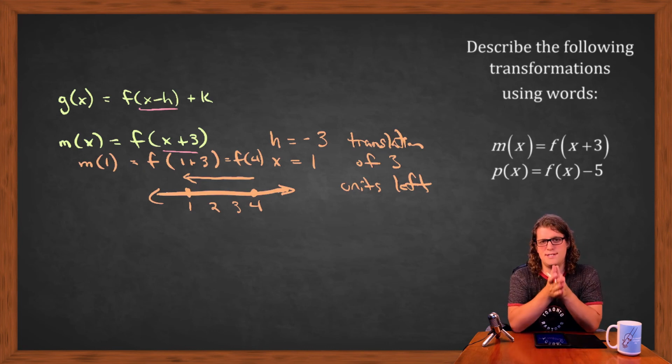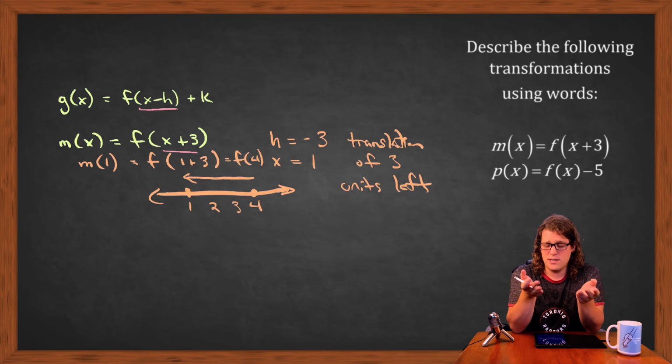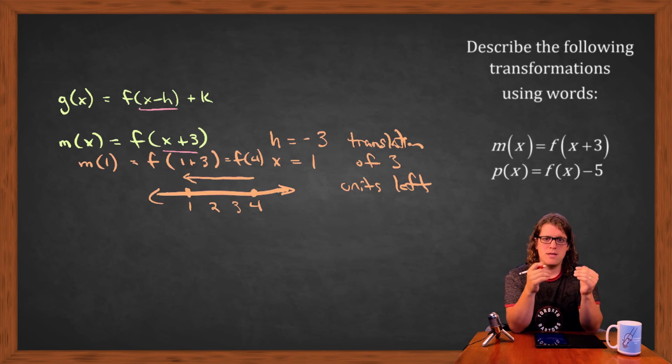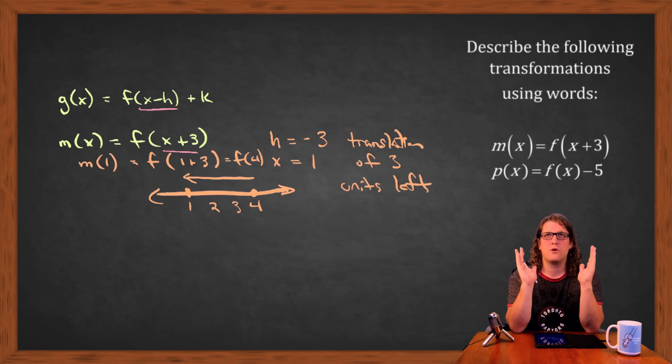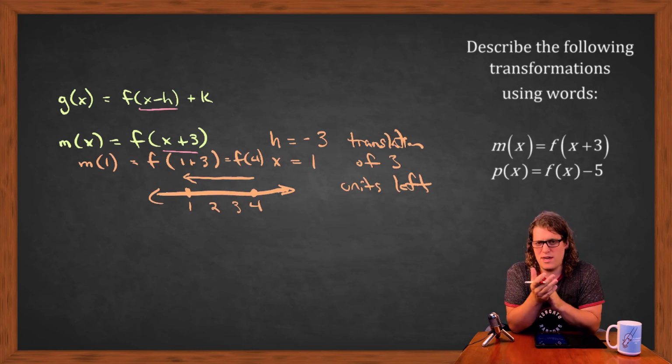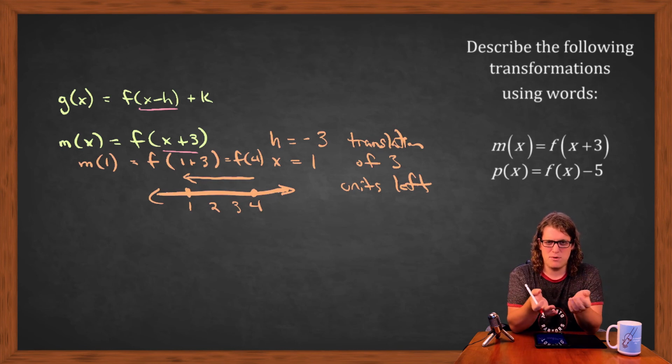And if we were instead to have an h value of positive 3, then that would be a translation, and everything would be backwards, of 3 units right. And so negative h, left translation, positive h, right translation. Great. That lines up the way we think it should, and we should be happy with that result.